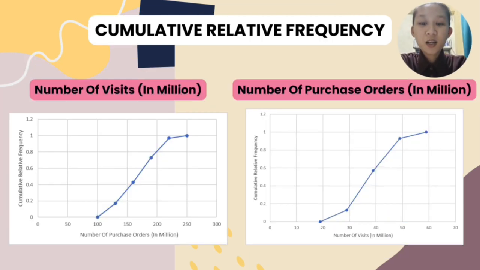Furthermore, these are the ogive graphs that represent the cumulative relative frequency. We can see that both of the ogive graphs for the number of visits and number of purchase orders in million have a positive slope and are increasing. That's all for Part 1.